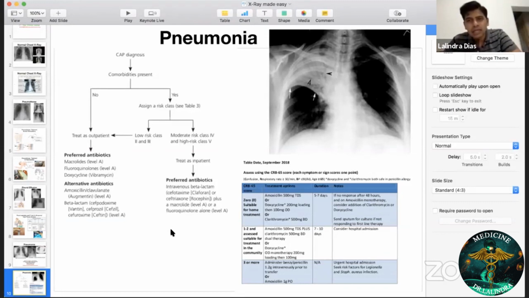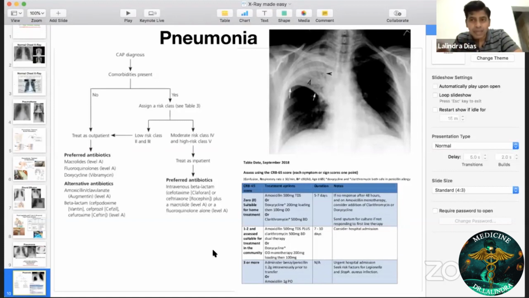Those are called macrolides. The pneumonia treatment is all given here, from the British guidelines. You can see the risk score as well, and the combination of antibiotics that we give, all that is given in this chart. You can go through this leisurely later. So IV ceftriaxone plus a macrolide, we'll take azithromycin.